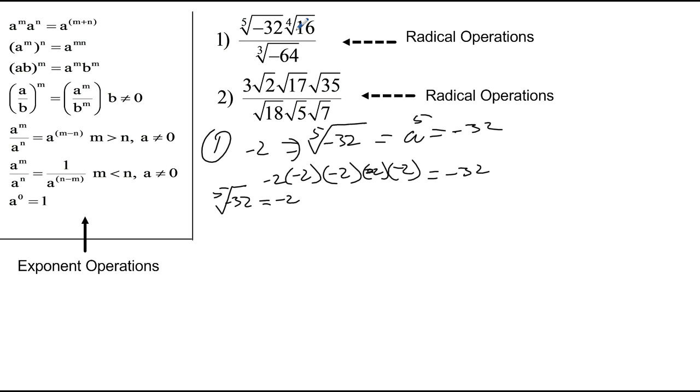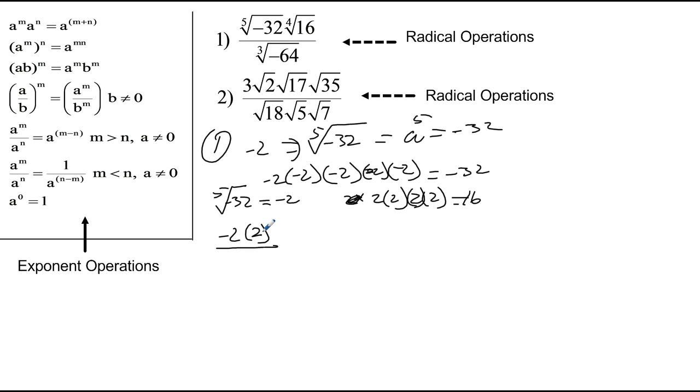What's the 4th root of 16? Well, we know that's 2. 2 times 2 times 2 times 2. That's four 2s. 2 times 2 is 4. 2 times 4 is 8. 2 times 8 is 16. So that's minus 2 times 2.